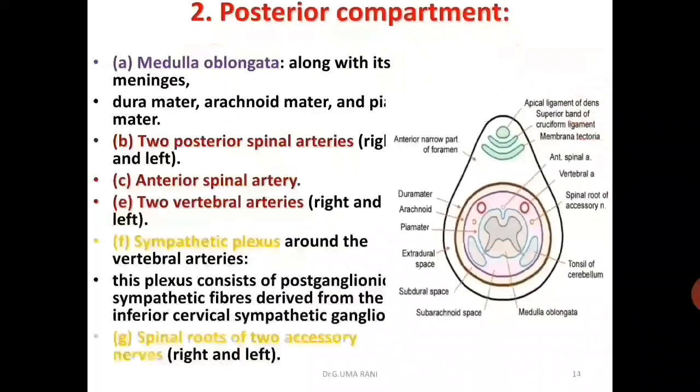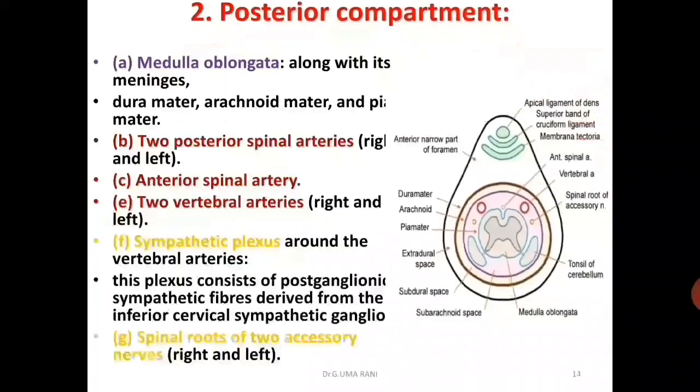Next is the posterior compartment. The posterior compartment is the large one and contains the medulla oblongata with its meninges, that is dura, arachnoid and pia mater, and two posterior spinal arteries, right and left, one anterior spinal artery, two vertebral arteries, right and left, and the sympathetic plexus around the vertebral arteries, and this plexus consists of postganglionic sympathetic fibers derived from the inferior cervical sympathetic ganglion, and the spinal roots of the two accessory nerves, right and left.